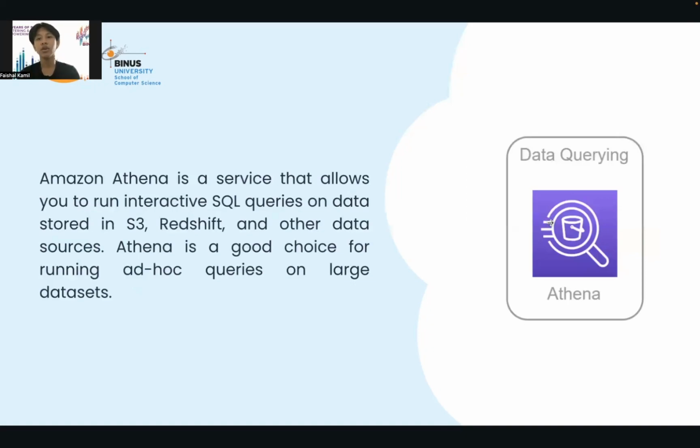The next is data querying with Amazon Athena. Amazon Athena is a service that allows you to run interactive SQL queries on data stored in S3, Redshift, and other data sources. Athena is a good choice for running ad hoc queries on large datasets. And we can query raw data and encrypted data on S3-based data lakes, and we can access Athena from the AWS Management Console, API, Open Database Connectivity, or Java Database Connectivity driver for programmatic access.